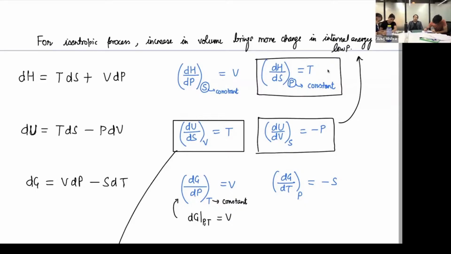Now, hear me out carefully. Write one line. For isentropic process, लिख लो पूरा statement. Increase in volume for isentropic process, increase in volume brings more change in internal energy at low pressure.